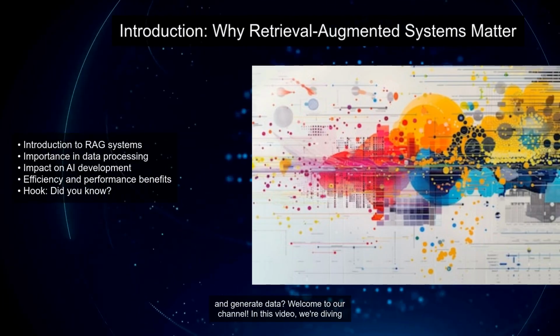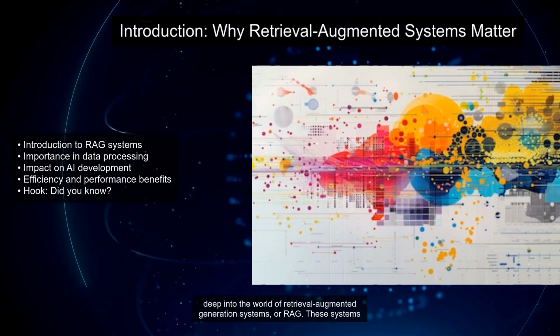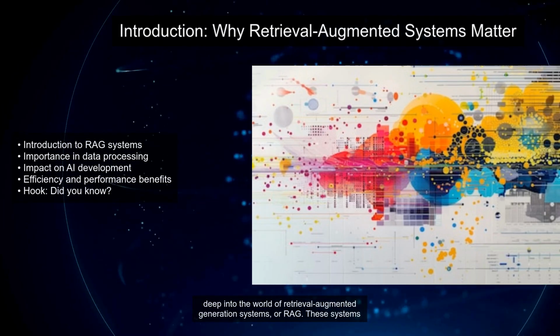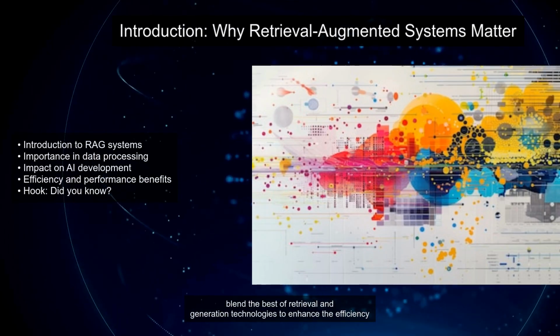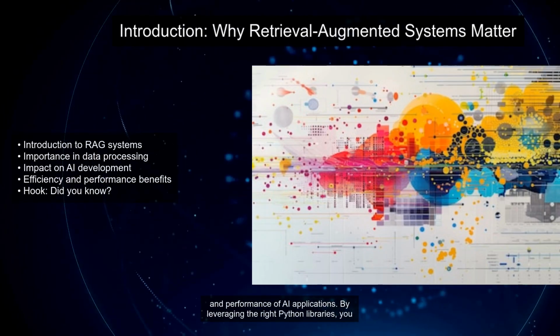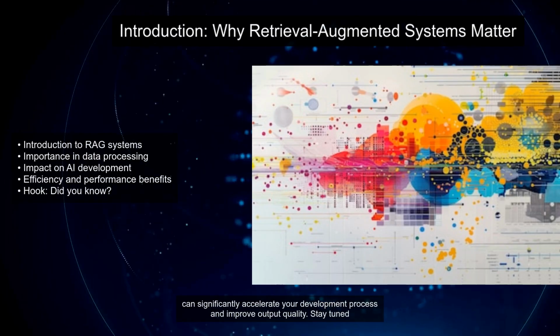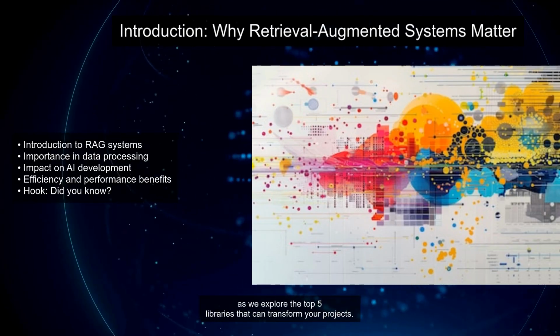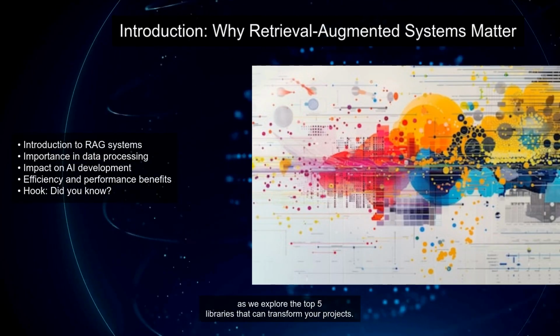Welcome to our channel. In this video, we're diving deep into the world of retrieval-augmented generation systems, or RAG. These systems blend the best of retrieval and generation technologies to enhance the efficiency and performance of AI applications. By leveraging the right Python libraries, you can significantly accelerate your development process and improve output quality. Stay tuned as we explore the top 5 libraries that can transform your projects.